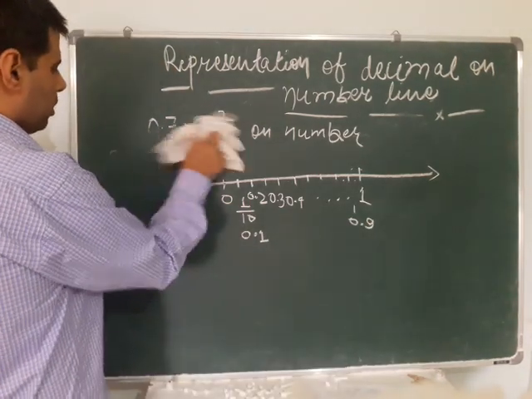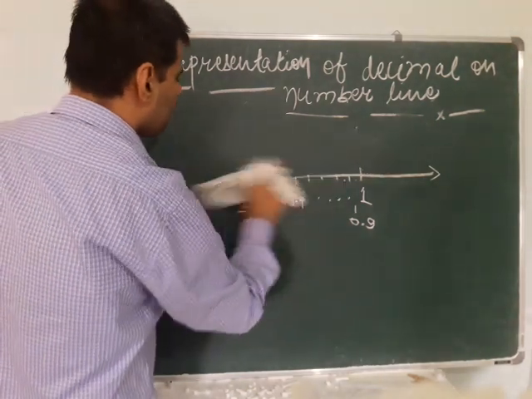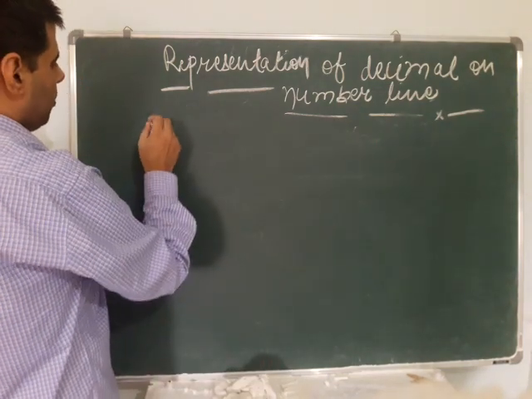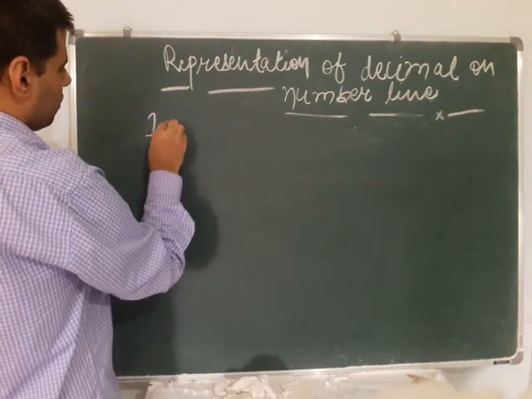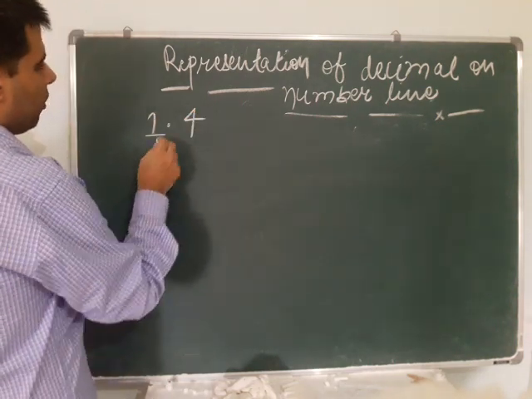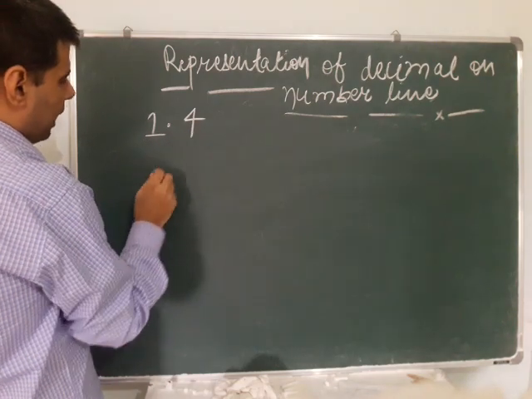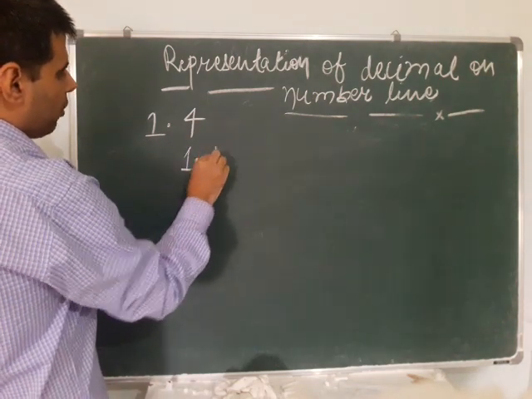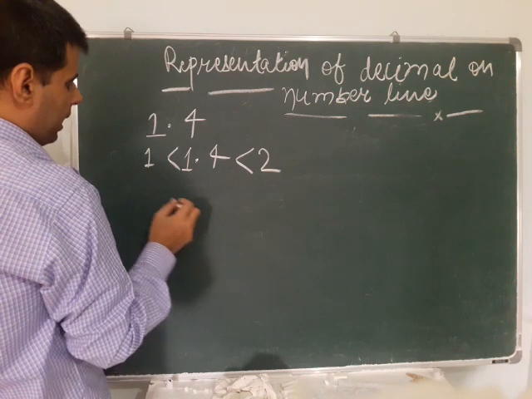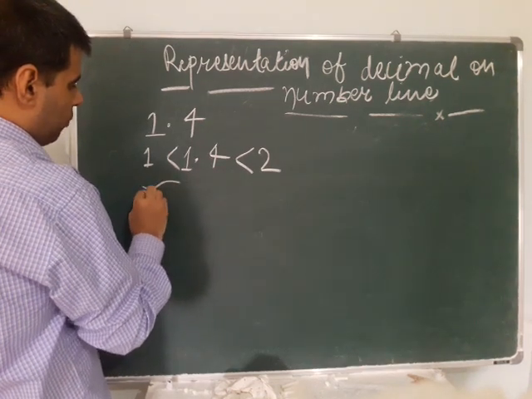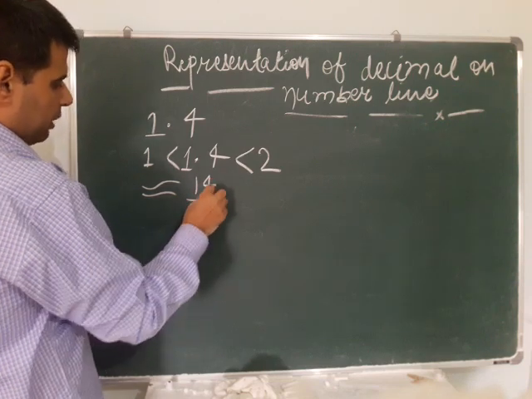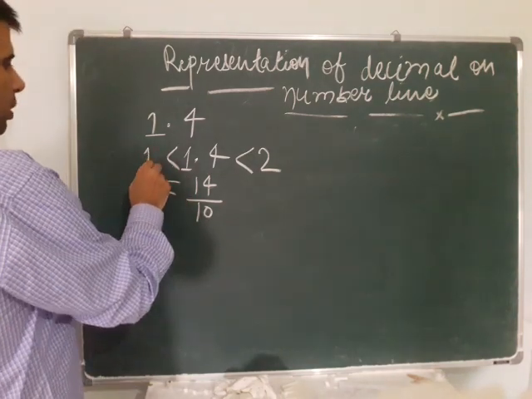Now let's take another example. Let's consider the number is 1.4. First we will find where 1.4 lies. Since 1.4 lies between 1 and 2, and the fractional equivalent of 1.4 is 14/10, we will divide the region between 1 and 2 into 10 divisions.